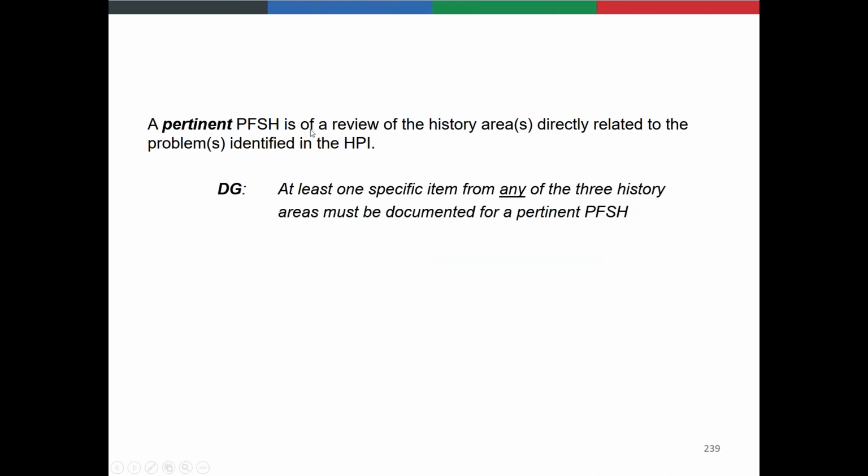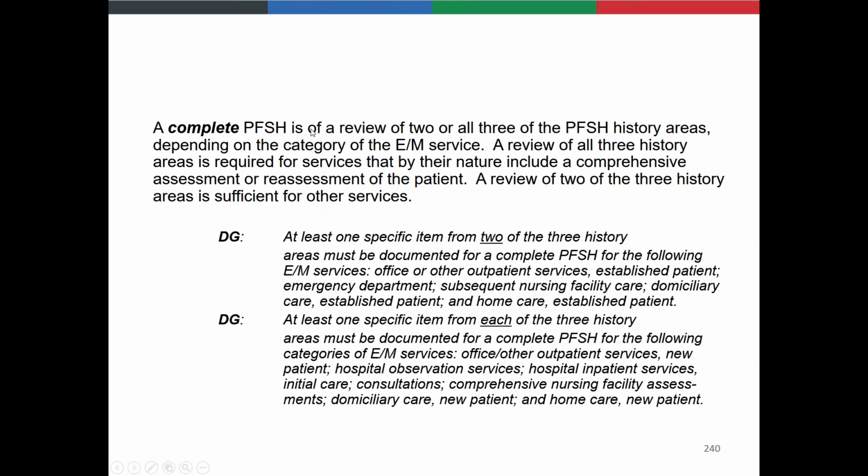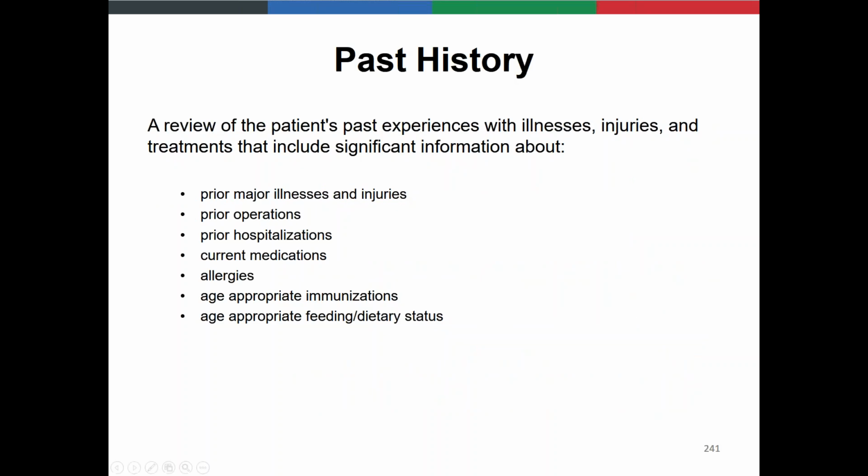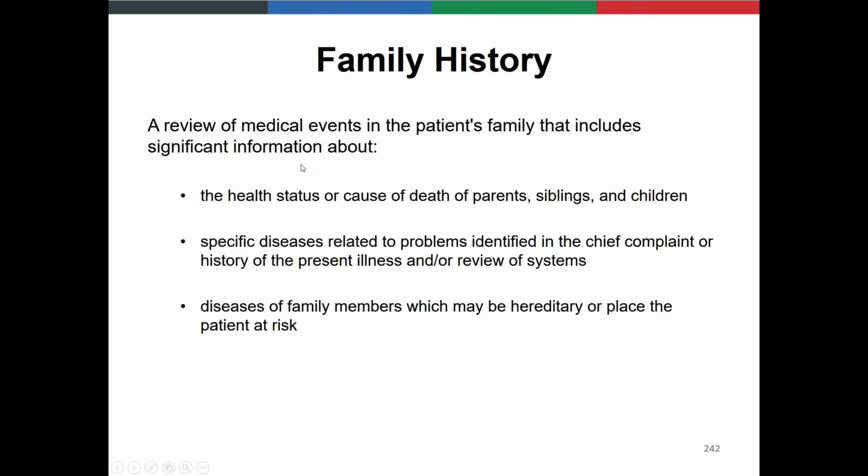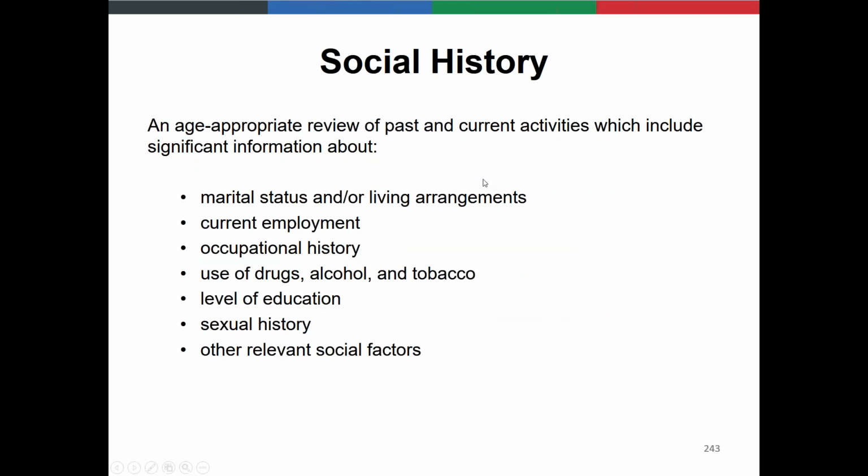Okay, and a pertinent PFSH, and again, we'll go into the differences between the pertinent and the complete and so on and so forth. Under the past history, these would be some of the things discussed: prior major illnesses, injuries, operations, hospitalizations, current meds, allergies, are your immunizations up to date, what's your feeding or dietary status. The family history could be the health status or cause of death of parents, siblings and children, specific diseases related to problems identified in the chief complaint, or diseases of family members which may be hereditary or place the patient at risk. And then the age-appropriate social history could be marital status and or living arrangements.